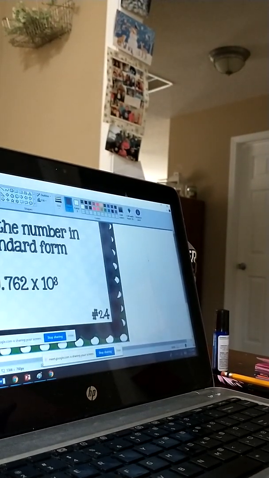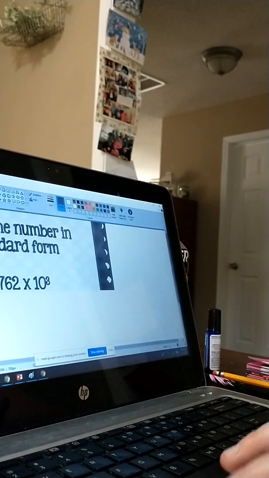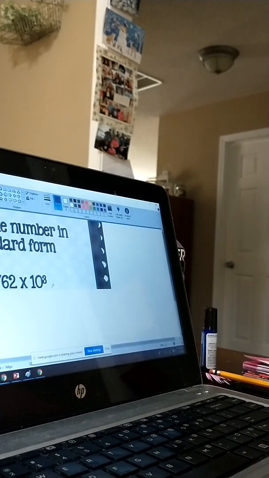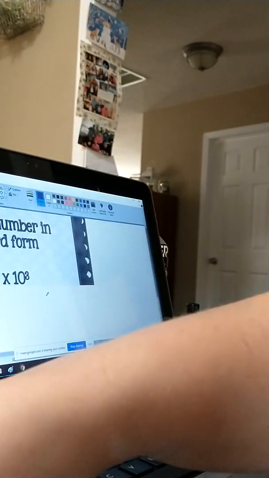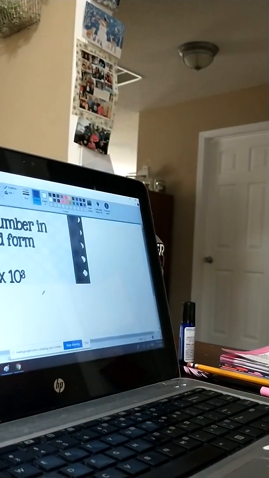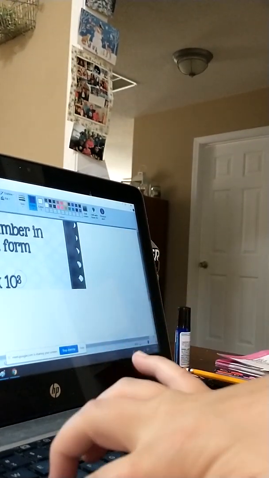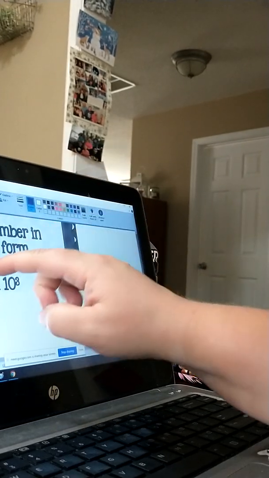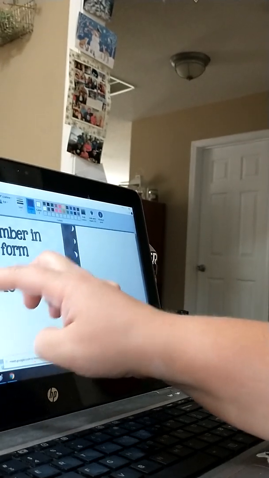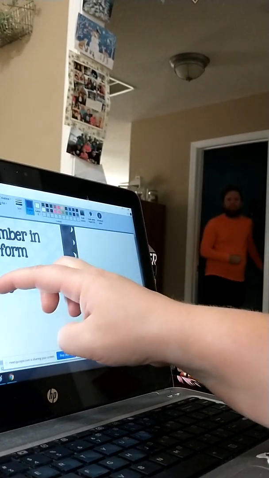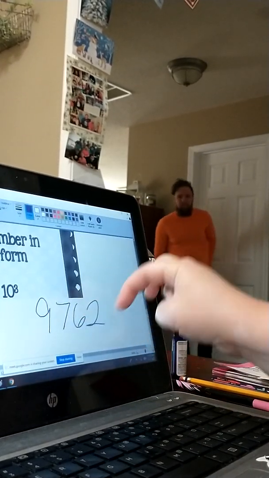Let me just trim off this extra stuff. I just reviewed that I'm moving to the right according to my exponent. My exponent is 3, so that means I'm going 3 spaces to the right. 1, 2, 3. I get rid of that decimal right there. It's actually just right there after the 2. And so 9,762 is your answer.